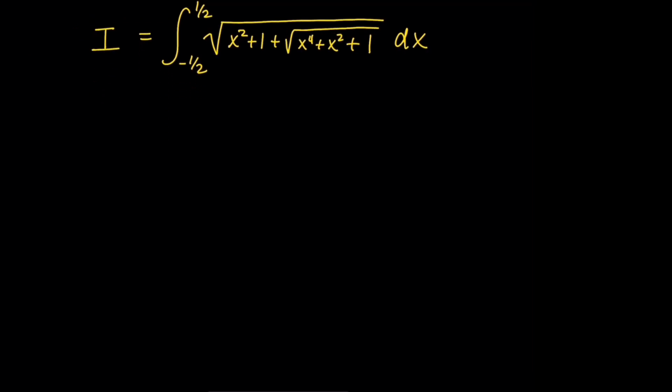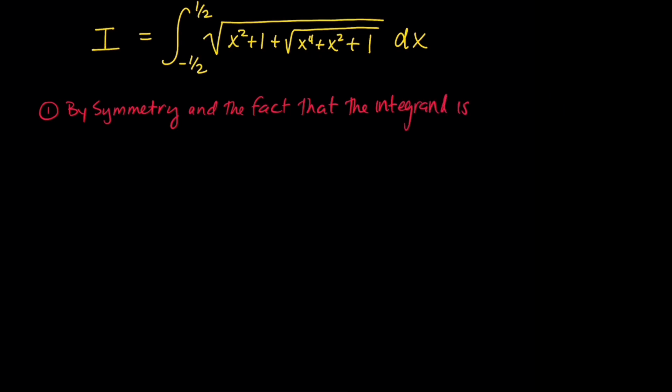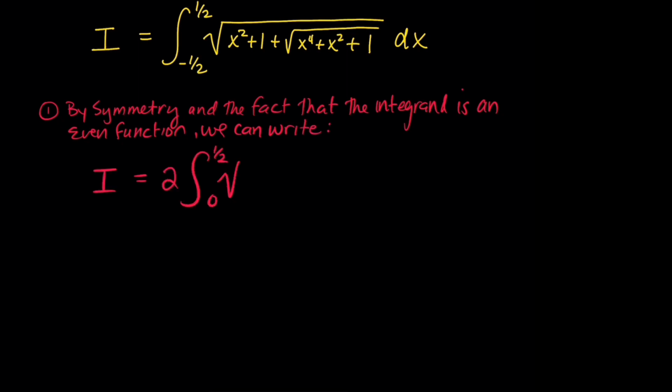Now, we're going to start by trying to simplify the integrand, and the thing that we can notice here is that the entire integrand here is an even function. So by symmetry, we can reduce the limits of integration from negative 1/2 to positive 1/2 and write the integral as 2 times the integral from 0 to 1/2 of that crazy looking radical.